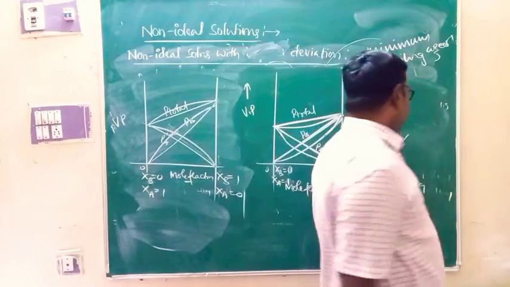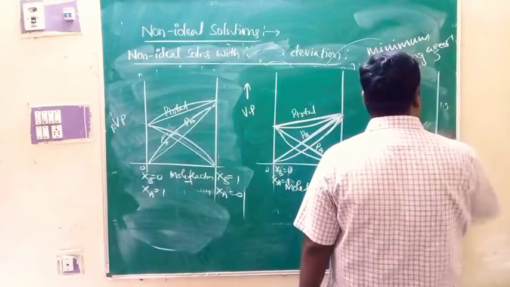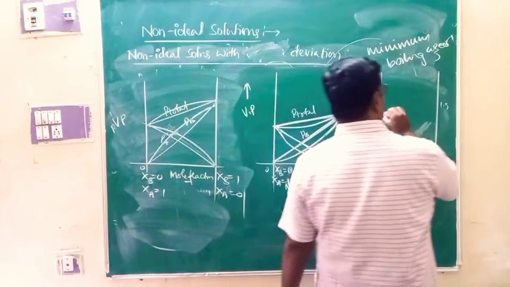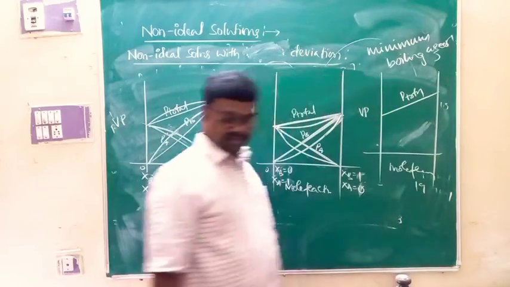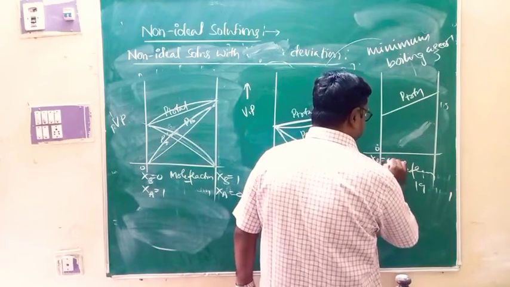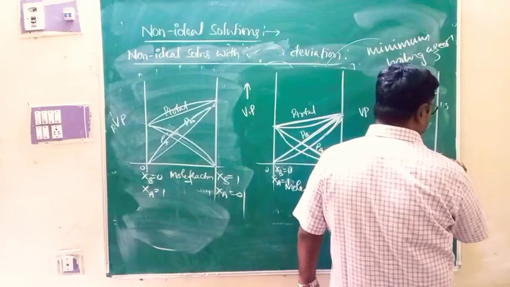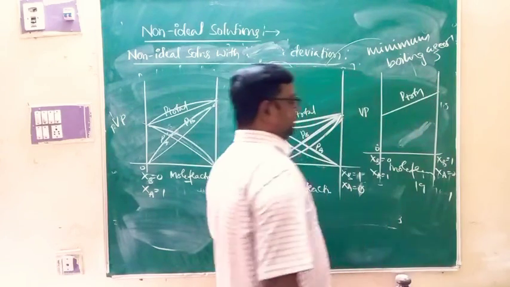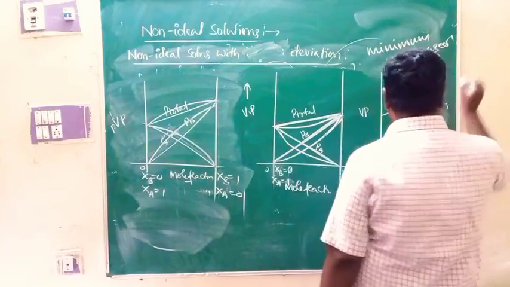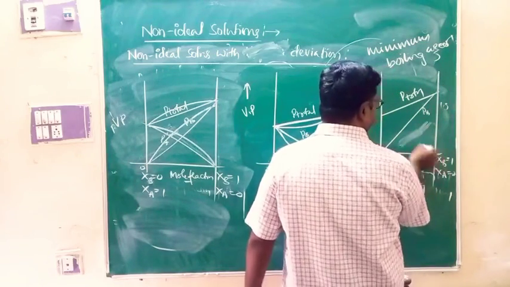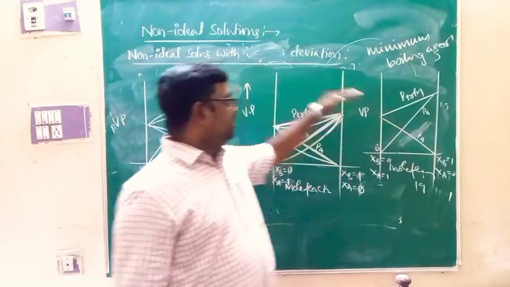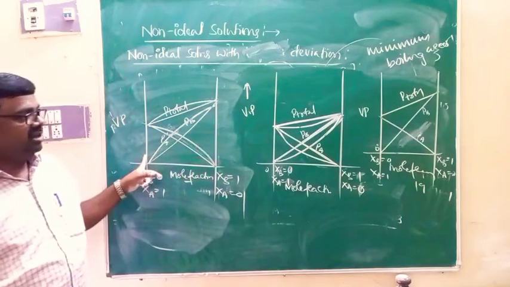If it is an ideal solution, this is the vapor pressure versus mole fraction graph, and this is P total. Here xb is equal to 0, xa is equal to 1. Here xb is equal to 1, xa is equal to 0. I said in my last class that the sum of the mole fractions of all the components in the solution is 1. This is for pb, and this is for pa. This is for the ideal solution. This is a non-ideal solution with negative deviation. This is a non-ideal solution with positive deviation.